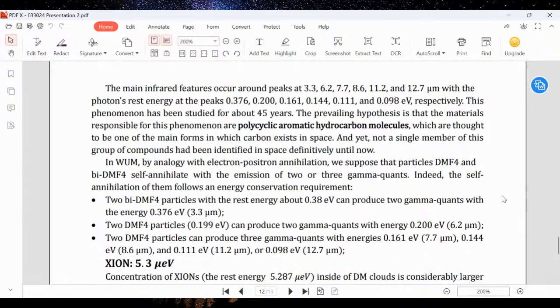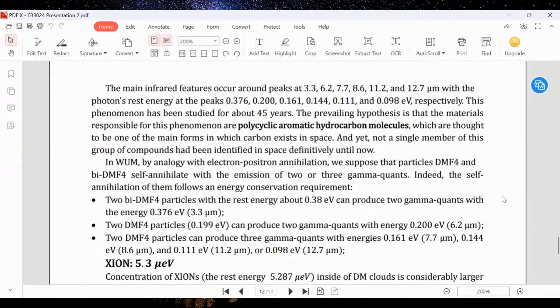In Wurm, by analogy with electron-positron annihilation, we suppose that particles DMF4 and BDMF4 self-annihilate with the emission of 2 or 3 gamma quanta. Indeed, their self-annihilation follows an energy conservation requirement. 2 BDMF4 particles with the rest energy 0.38 electron volts can produce 2 gamma quanta with the energy corresponding to 3.3 micrometers. 2 DMF4 particles with 0.199 electron volts can produce 2 gamma quanta with energy 0.2 electron volts that corresponds to 6.2 micrometers wavelength.